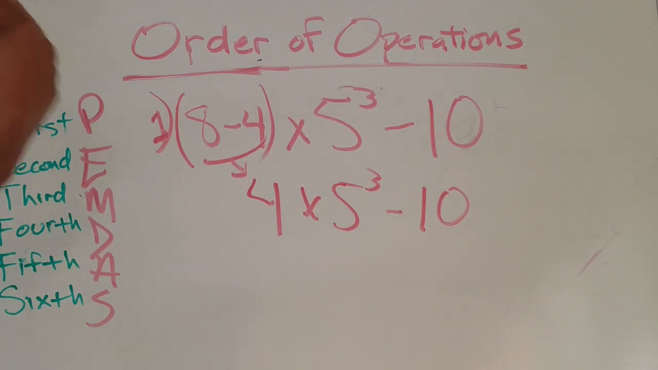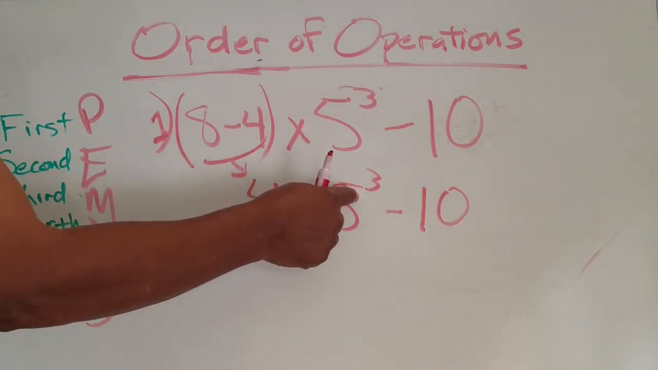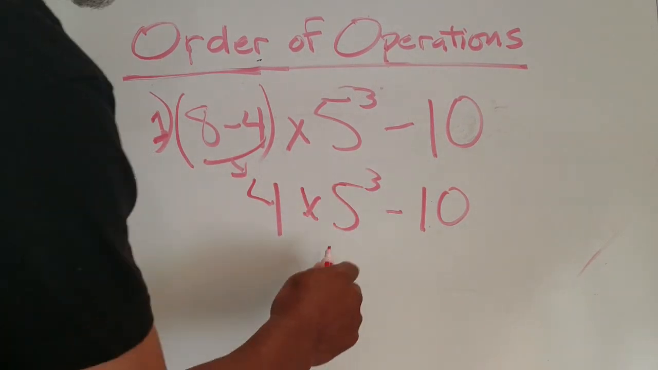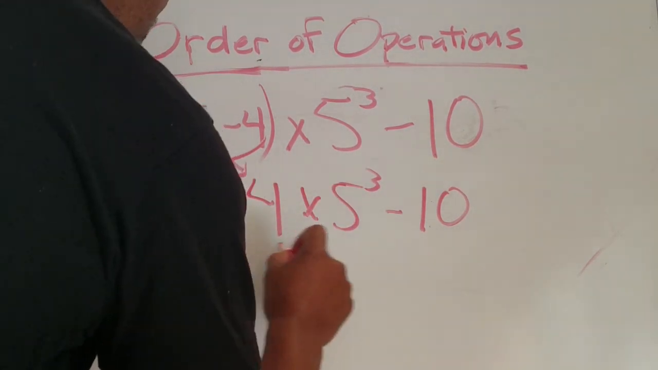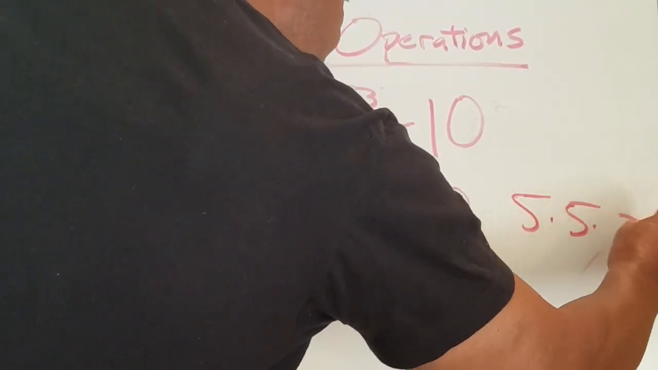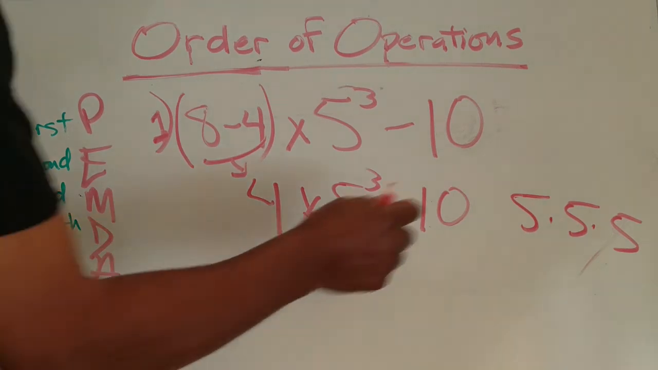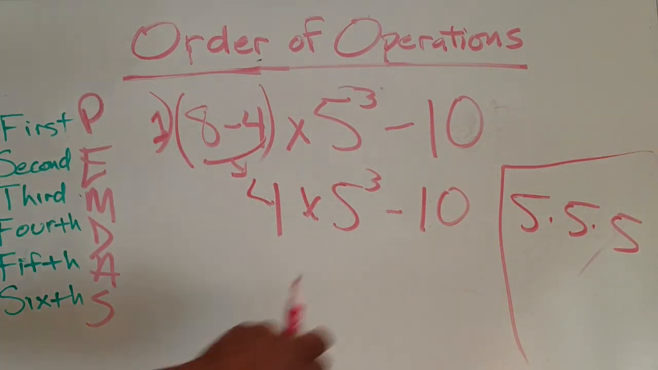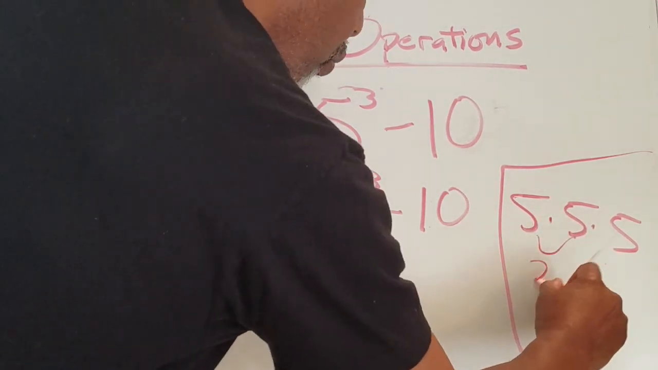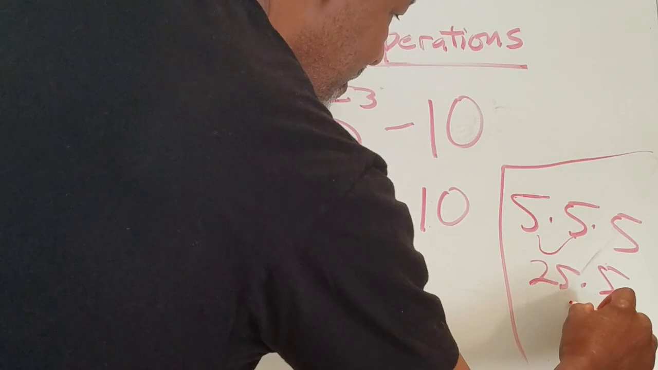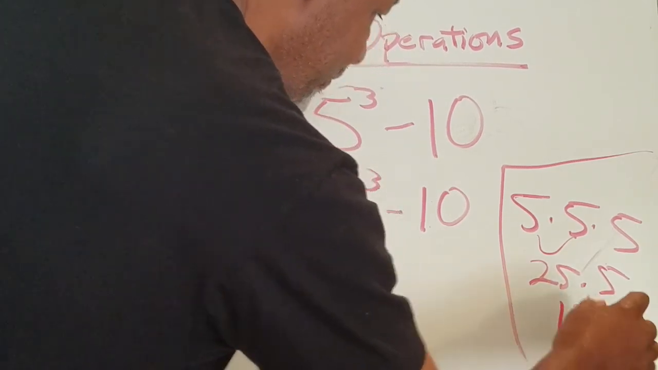It's not 5 times 3. It's 3 5s. It's 5 times 5 times 5. So we'll do this on the side. 5 times 5 times 5. We're just kind of doing this out on the side like a little piece of scratch paper. 5 times 5 is 25. 25 times 5 is 125.